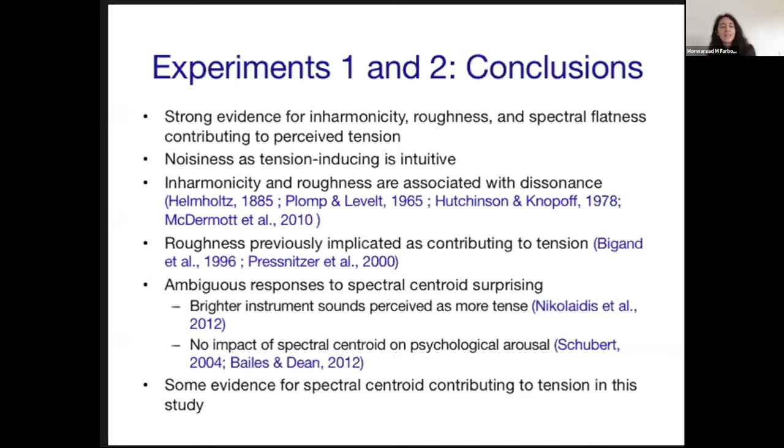On the other hand, the slightly ambiguous responses to spectral centroid were surprising to me, given the close association between centroid and brightness. And in fact, prior work has indicated that brighter instrument sounds are perceived as more tense. However, there's also been some work on emotion and music that has shown no impact of centroid on psychological arousal. And arousal is very closely linked to tension perception. So it's kind of conflicting. So, while there is some evidence, including from the study I presented, for spectral centroid contributing to perceived tension, I can't say that it's, at this point, definitive. But more on that later.